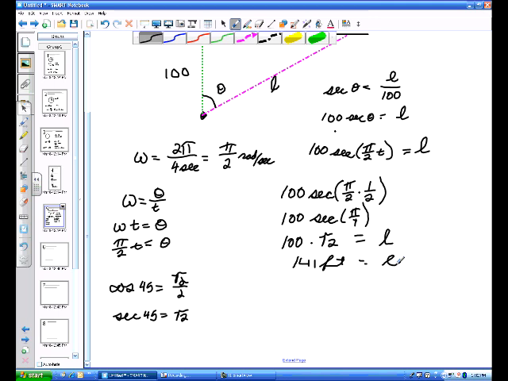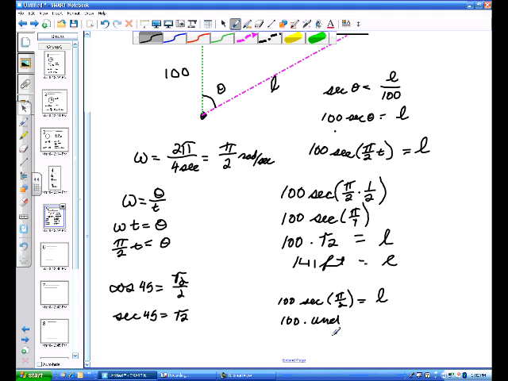Okay, if we went to 1 second, well, then we would have 100 secant of pi over 2 times 1, which would be pi over 2. Well, that's 90. Now let's think on this. The cosine of 90 is 0, so the secant of 90 is undefined. Now, what's it trying to tell us here if it's undefined? We can't multiply 100 by undefined. We can't put 100 times undefined.